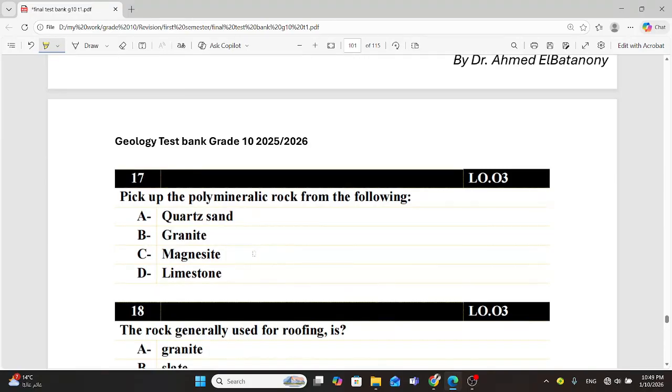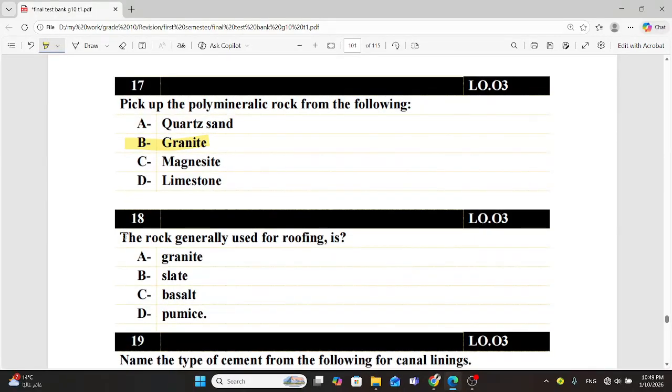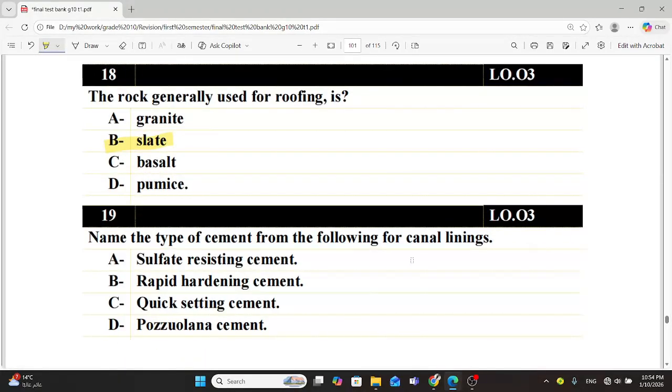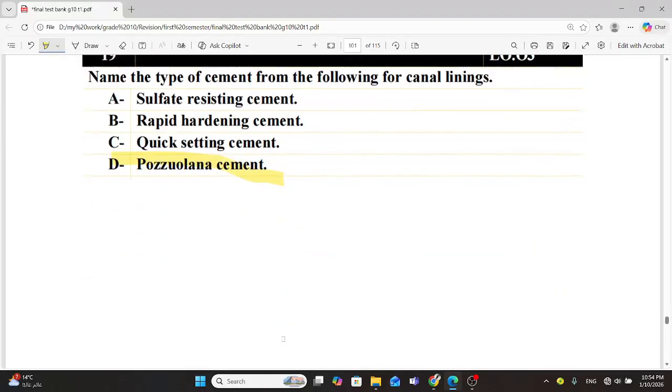طيب بعد كده pick up the mineralic rock from the following: quartz sand ولا granite ولا magnesite ولا limestone؟ هيبقى granite. The rock generally used for roofing is granite ولا slate ولا basalt ولا pumice؟ slate. Name the type of cement from the following for canal lining. تمام هيبقى porcelain cement يبقى دي.